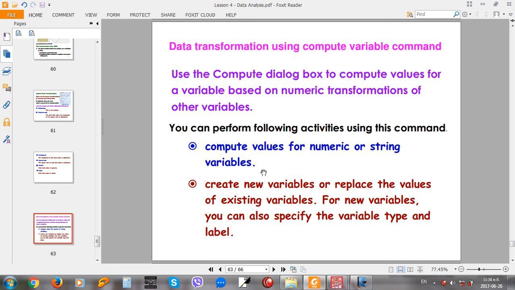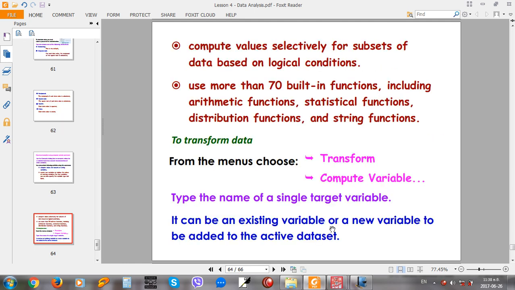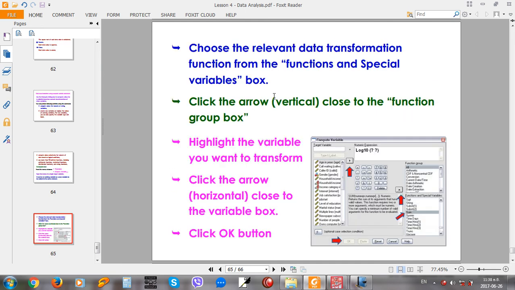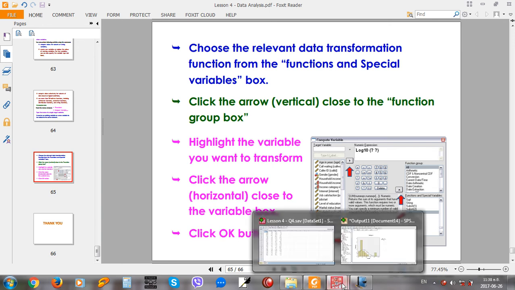You can perform the following activities using the command: compute variables for numeric and string variables, create new variables, and replace the values of existing variables. You know these things because we discussed how to compute variables in the previous lesson. I'm not going to explain that again. You can read and understand, and use the knowledge we gained from the previous lesson. This is the way you can do any transformation you like in this dialog box.